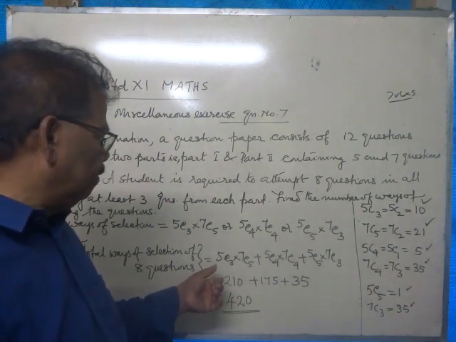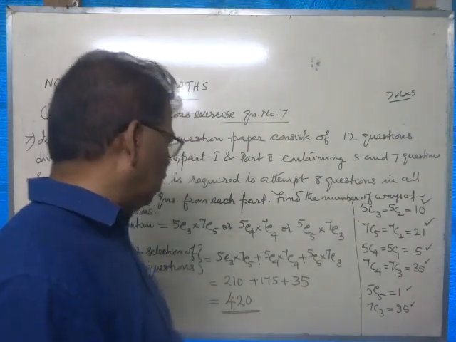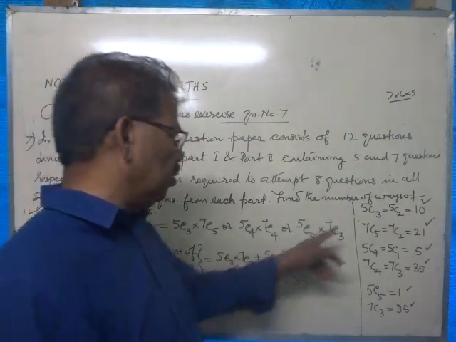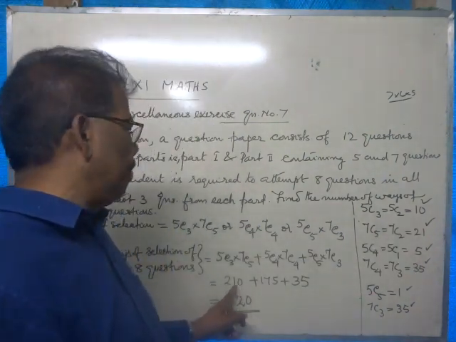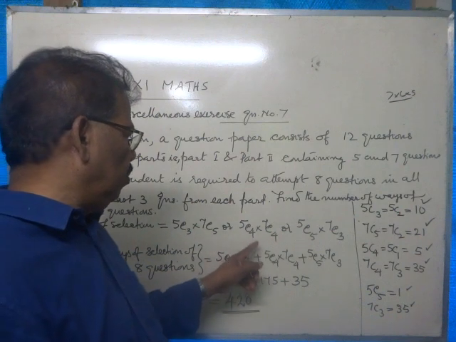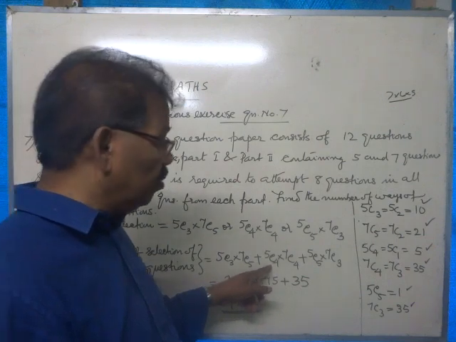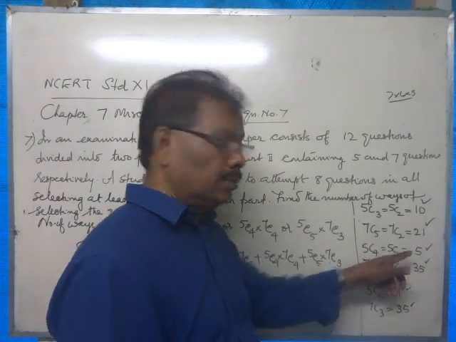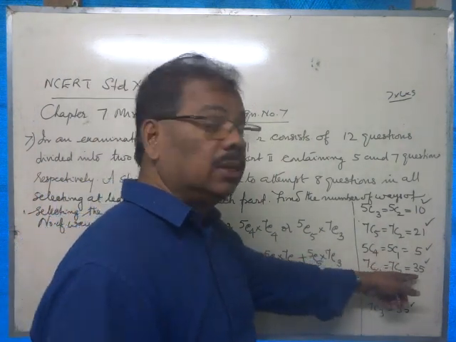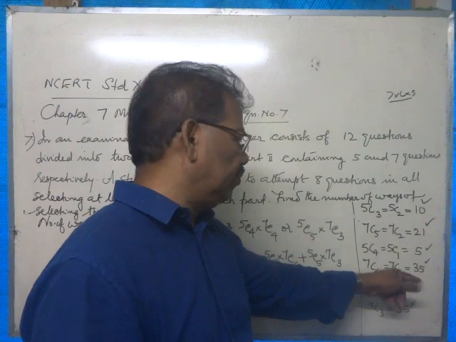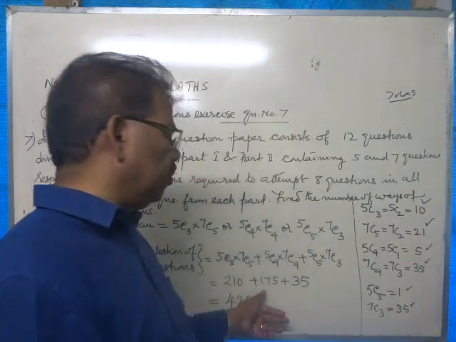Here it is 5C3 into 7C5. 5C3 is 5C2 itself, that is 10. 7C5 is equal to 7C2, that is 21. 21 into 10, that is 210. Then 5C4. 5C4 is 5C1. That is 5 itself. Now 7C4 is 7C3, that is 35. Now multiplying these two, 5 into 35, that is 175.